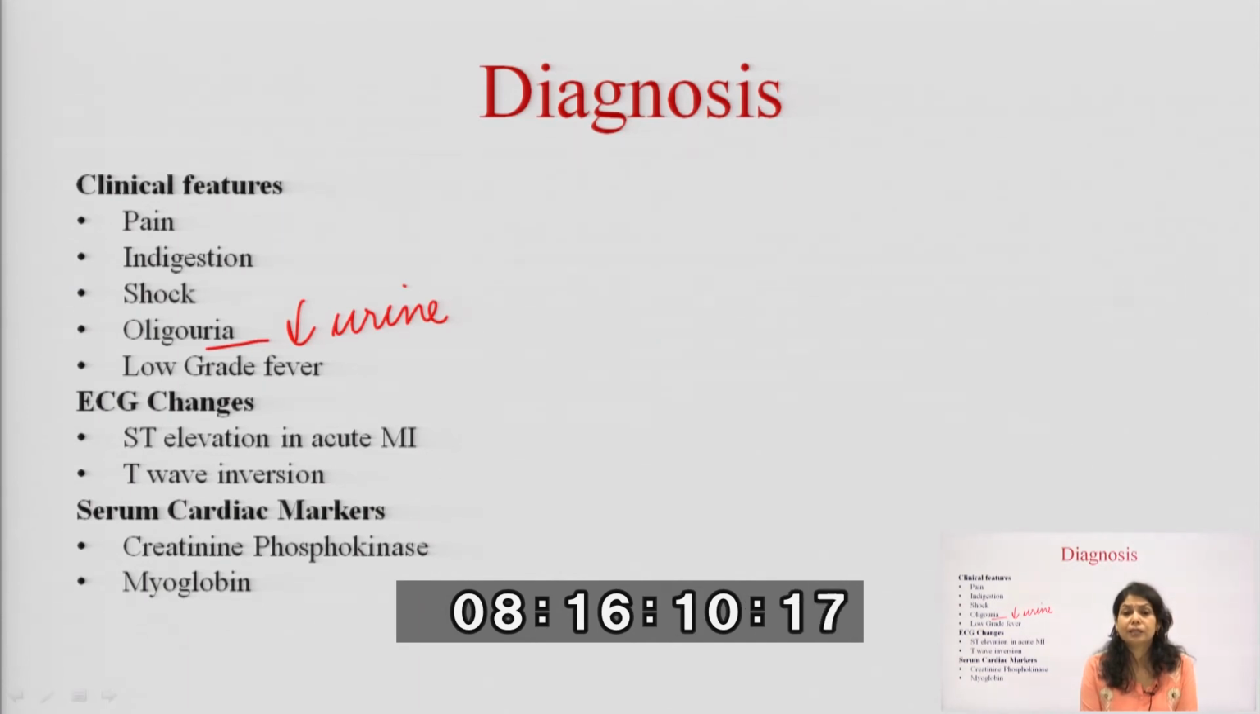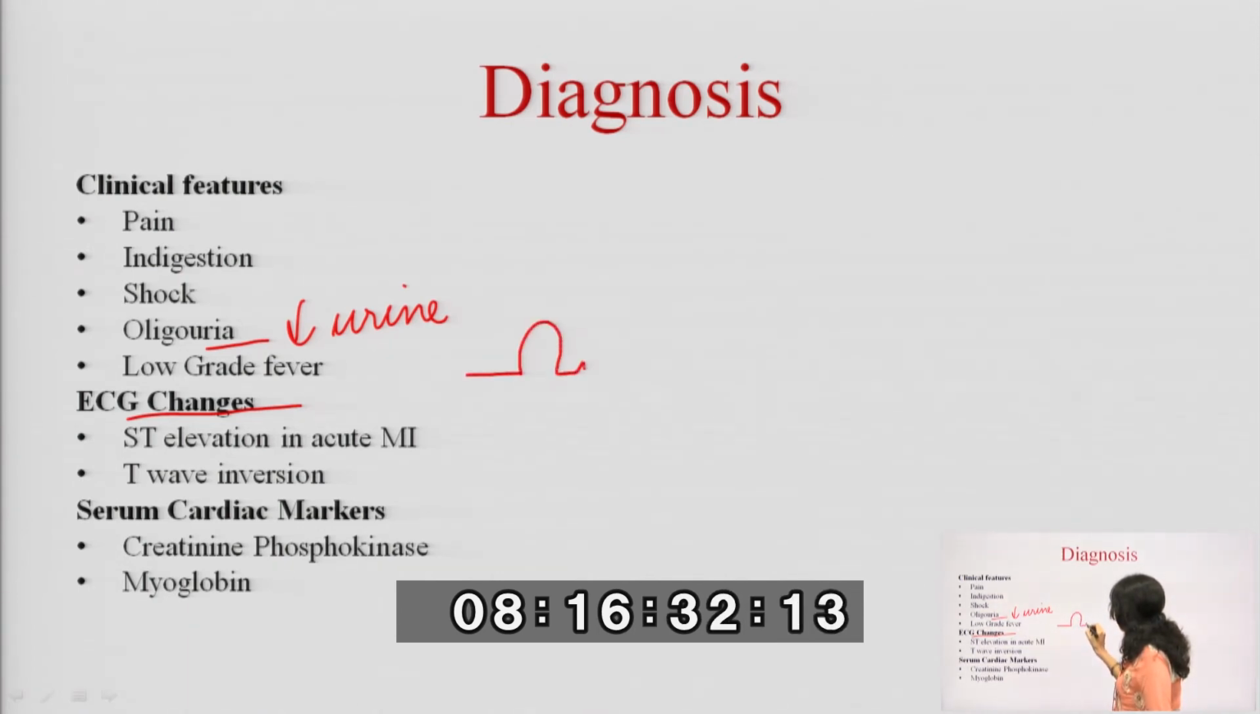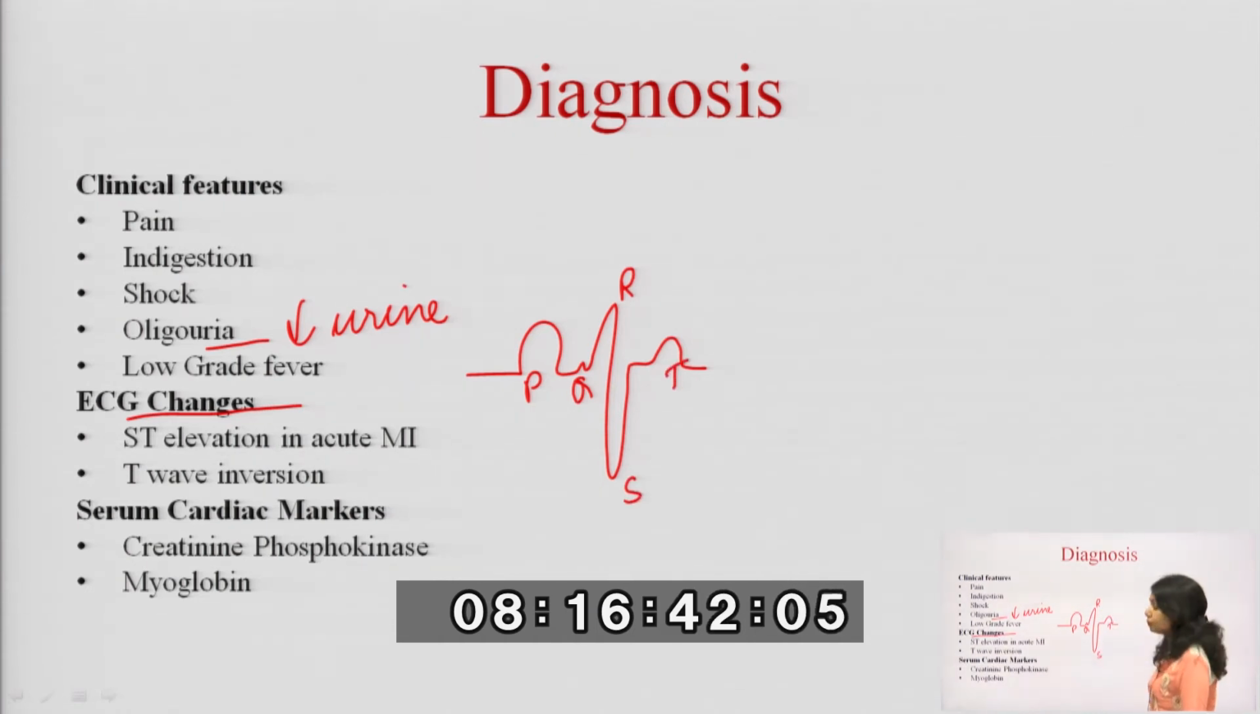So, oliguria, that is decrease in the urine. Then there is a low grade fever. These are the different clinical features. Then what are the ECG changes? ECG changes: ST elevation or T wave inversion. Normal ECG you have seen: this is the P wave, this is the Q, R, S, T wave. This is the normal ECG.